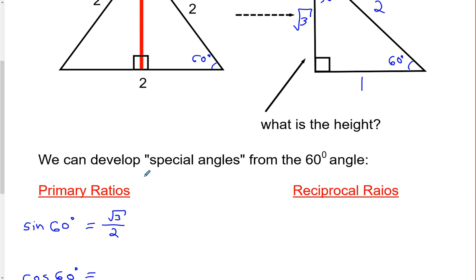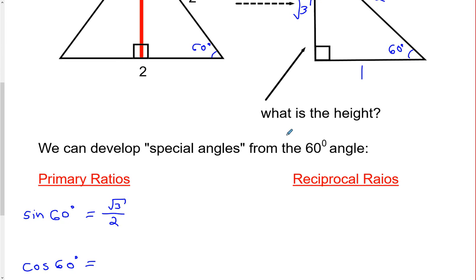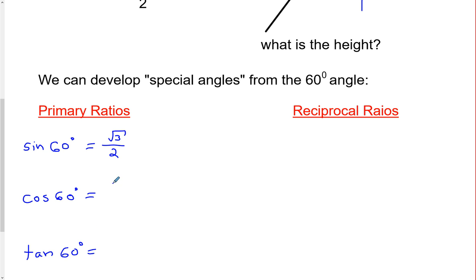Cosine, same deal. Cosine is going to be the adjacent side. That's 1 because it's adjacent to 60 degrees. And the hypotenuse is 2. So it's going to be 1 over 2 or 1/2.